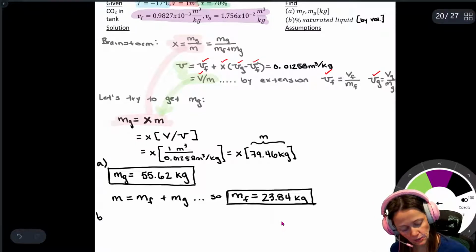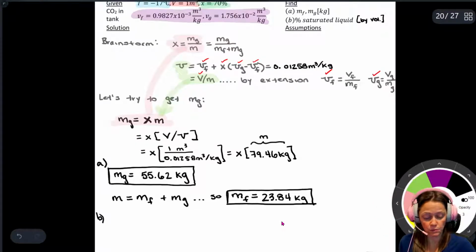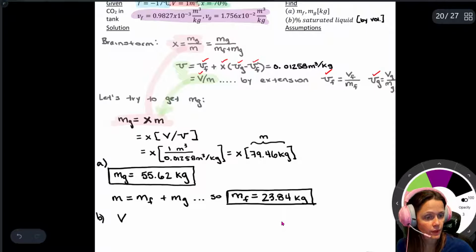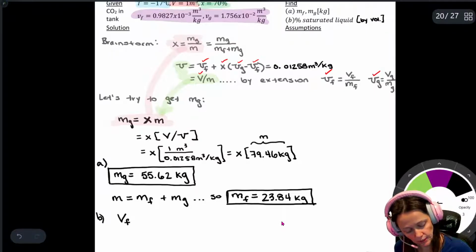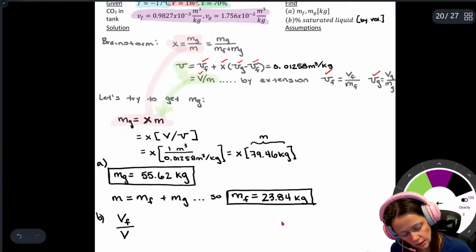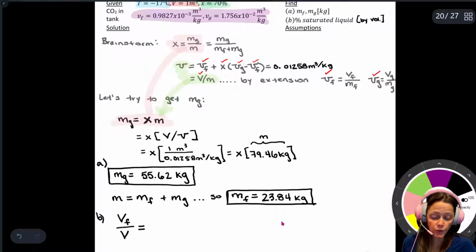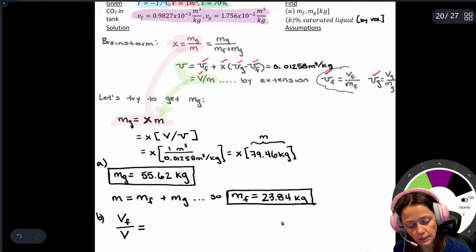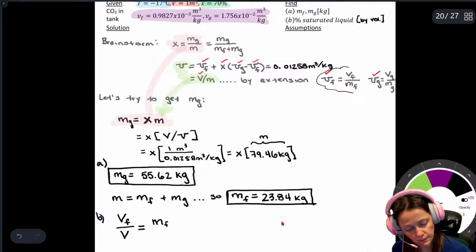The last thing I need to do is find the percent saturated liquid by volume. So what I'm looking for is the volume of that saturated liquid over the total volume. Right? So I've got the total volume, it's the 1 meter cubed, and that big V sub F we'll get using that guy right there.